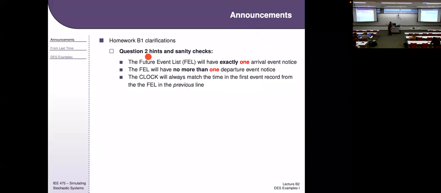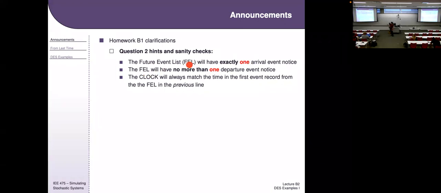Some hints here: the future event list will only ever have one arrival event notice, because there's only one arrival process and only one server. So you only ever schedule one arrival. If you look at your FEL and you see more than one arrival event, then somewhere you've probably done something extra, or you forgot to get rid of an arrival event when you were supposed to. Maybe we'll walk through the example.